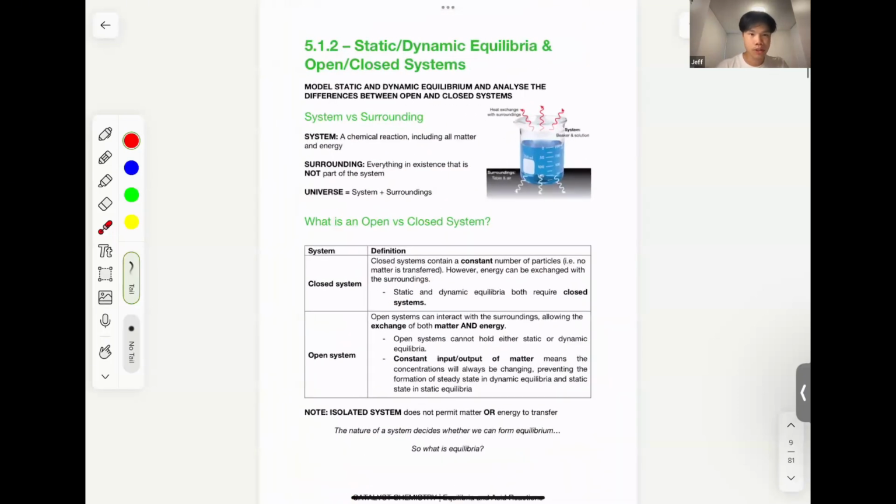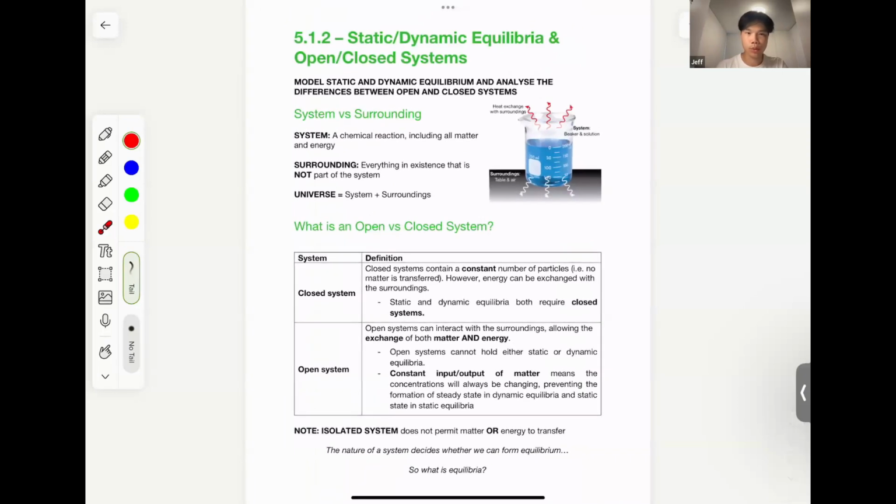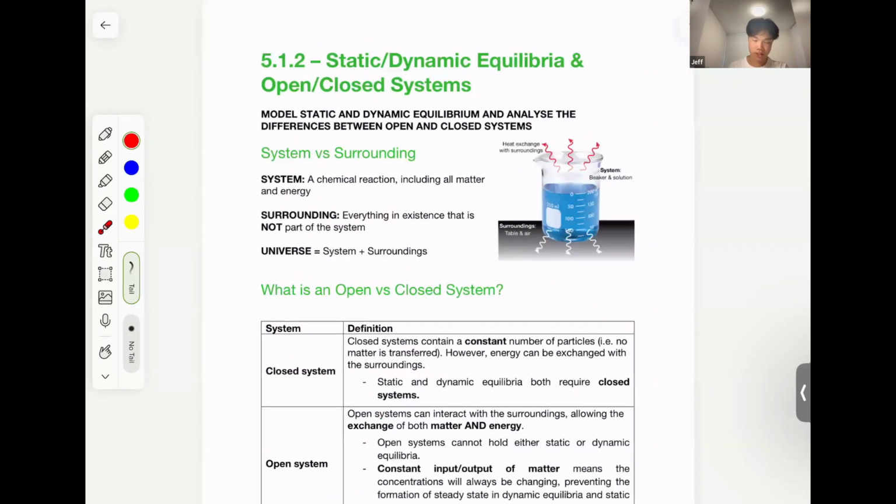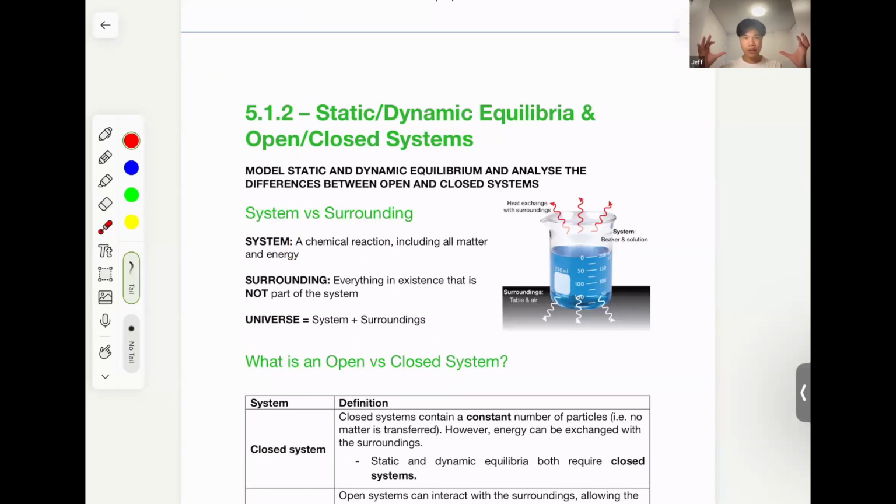Okay. Second inquiry question, or second dot point in the first inquiry question, talks about static and dynamic equilibria and open closed systems. You should know what a system is. A system is just any chemical reaction. Everything outside of that reaction is surrounding. And when we talk about energy transfer in any reaction, when a reaction is either endothermic or exothermic, it is talking about a transfer of energy from the system to the surrounding or from the surrounding to the system. And oftentimes, when we talk about temperature change in a reaction, are we talking about temperature change of the system or temperature change of the surrounding? Because they're very different things.